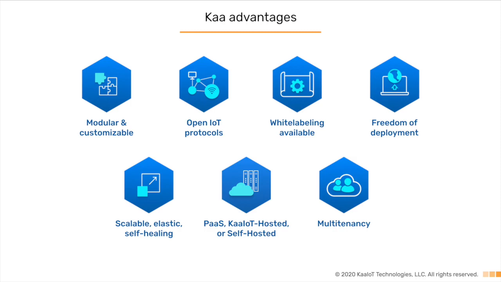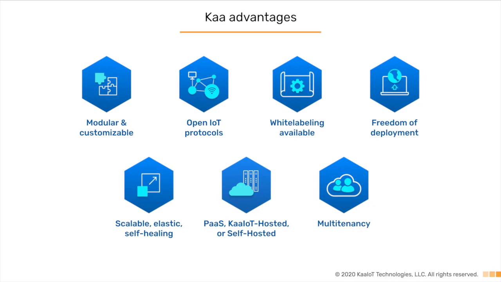Kaa uses popular open IoT protocols based on MQTT and HTTP, while application-level protocols of Kaa by default use widespread JSON encoding available in all programming languages. You can white label the Kaa platform to build your own IoT solution under your own brand. There is also an embedded license available to enable you to distribute Kaa features to your own customers.